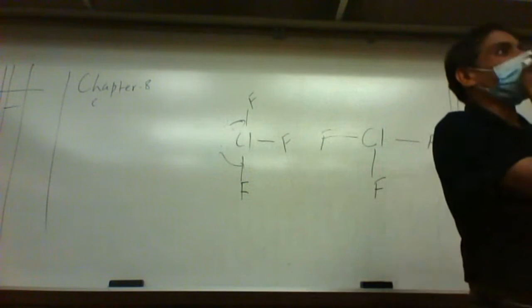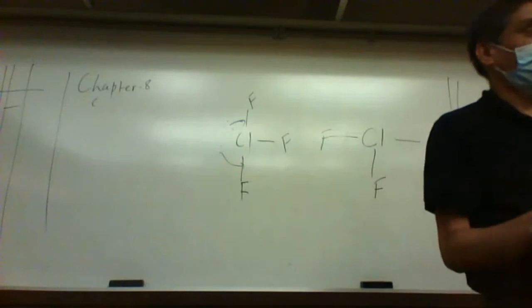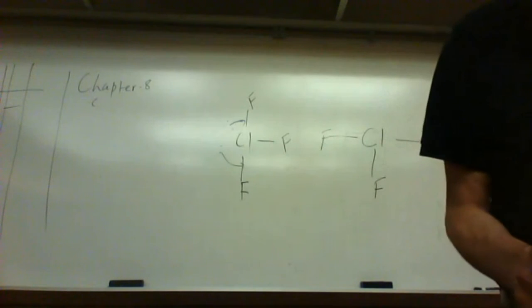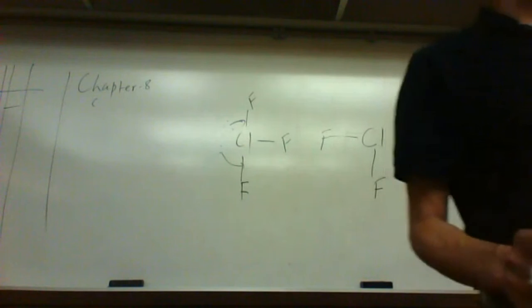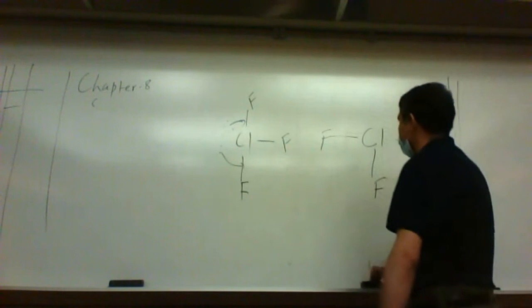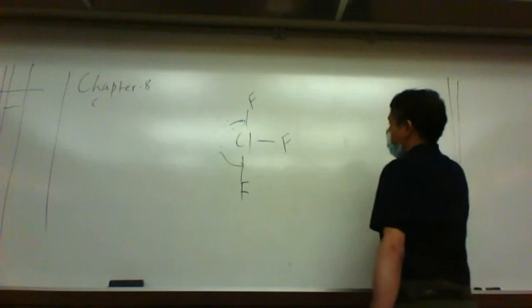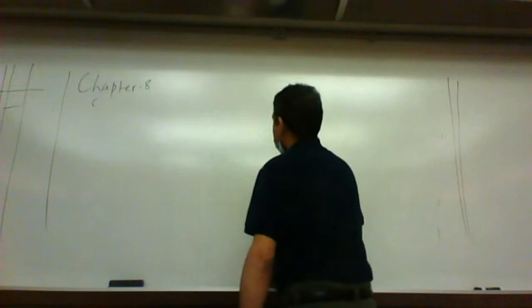So ClF3 is a T shape. Make sense? Good. Now, how about the xenon fluoride? XeF2. So let's look at xenon fluoride. So it looks like this.